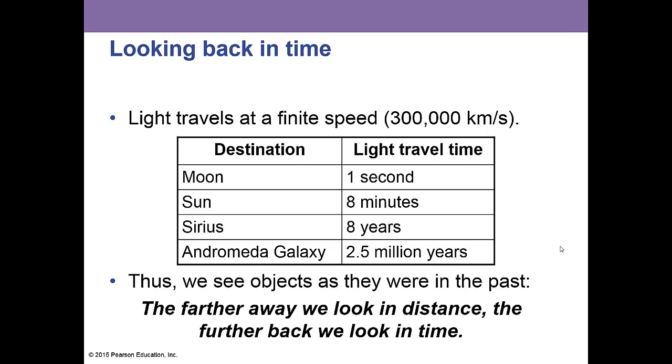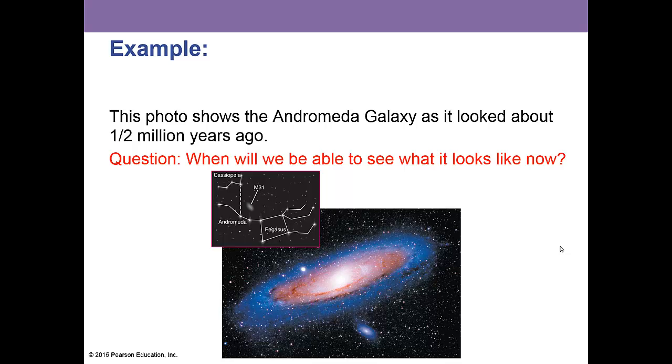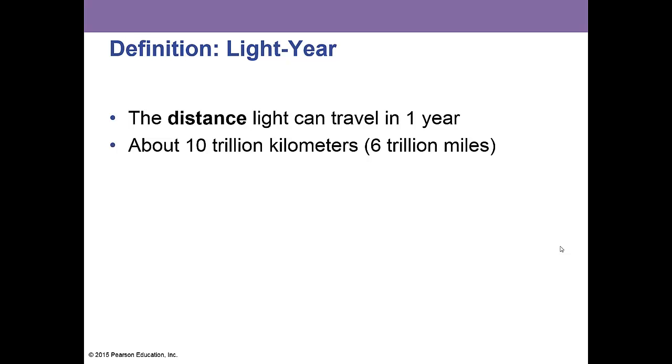The Andromeda Galaxy that we just looked at is 2.5 million light years away. So that light from that galaxy has been traveling through space at the speed of light for 2.5 million years and just now is getting back to us. So when we see objects as they were in the past, the farther away we look in distance, the further back we look in time. Pretty neat, I think. For an example, this photo shows the Andromeda Galaxy as it looked about 2.5 million years ago. So when will we be able to see what it looks like now? The answer is about 2.5 million years.